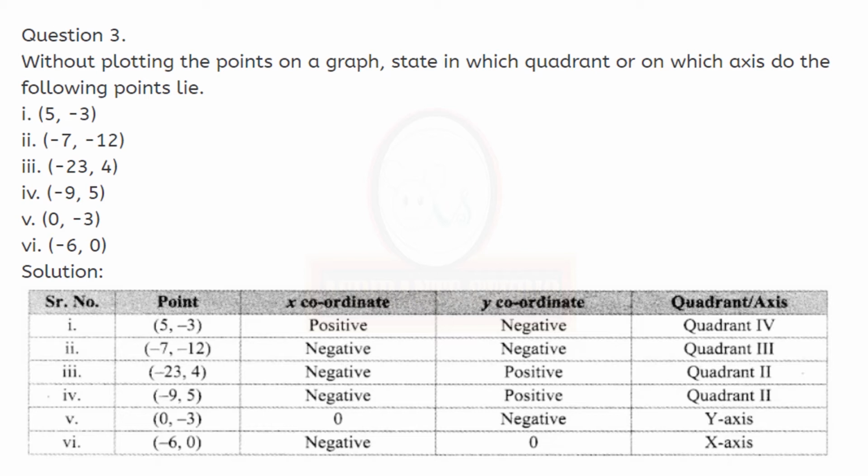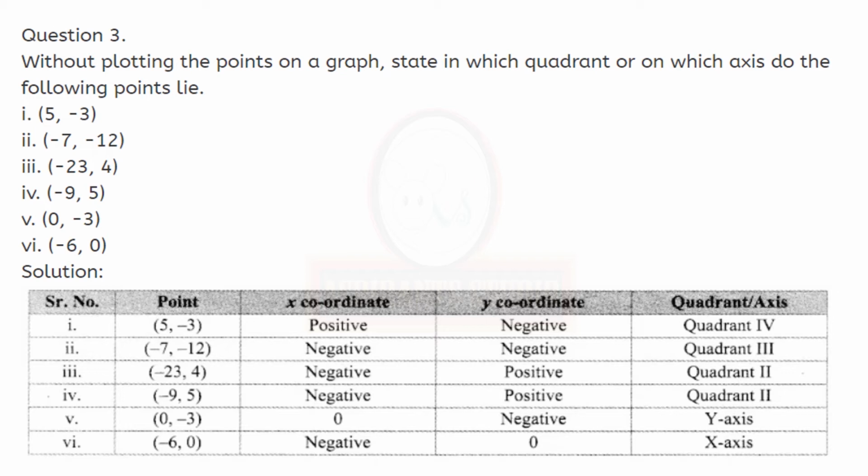Coming to the third one. X coordinate is negative and y coordinate is positive. So the point lies in the second quadrant. Coming to the fourth one. X coordinate is negative and y coordinate is positive. So the point lies in the second quadrant.